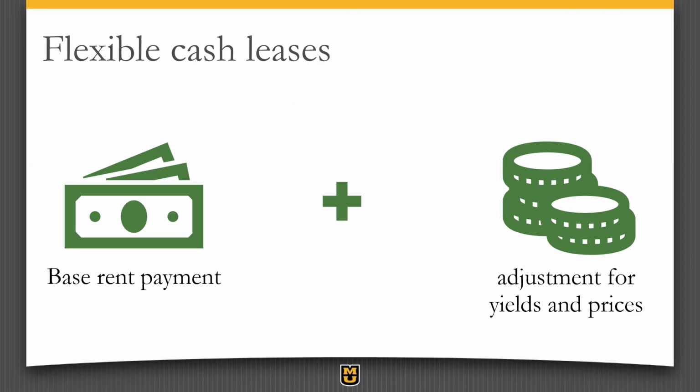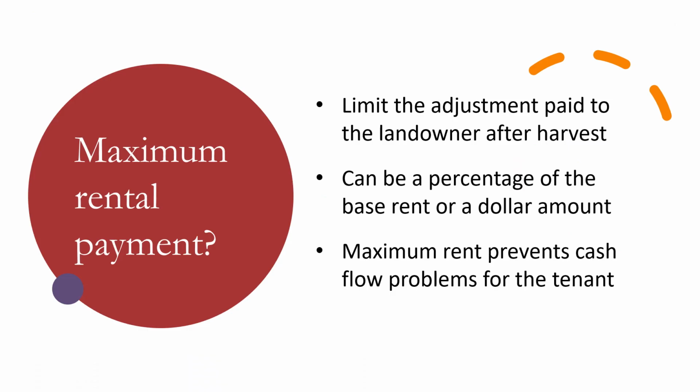Flexible cash leases consist of a base rent paid to the landowner plus an adjustment upward if crop revenue exceeds the amount of the base payment. A clear understanding and agreement on the base rent and the adjustment factors promotes a satisfying lease. A maximum rental payment is also common in flexible cash leases. This may limit the adjustment to a certain dollar amount or to a percentage of the base rent. Maximum rental payments prevent the tenant from having cash flow challenges resulting from paying a high final rent amount.